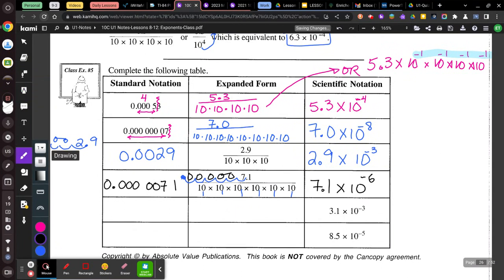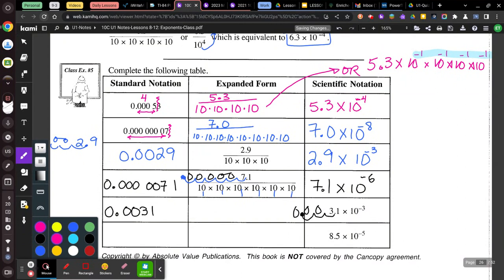Okay, next question. So 3.1, we're moving it 3 places to the left. So I'm going to go to the left first. 1, 2, 3. So there's my decimal. I would have a 0 there, and a 0 in front. So I'm going to have 0.0031.